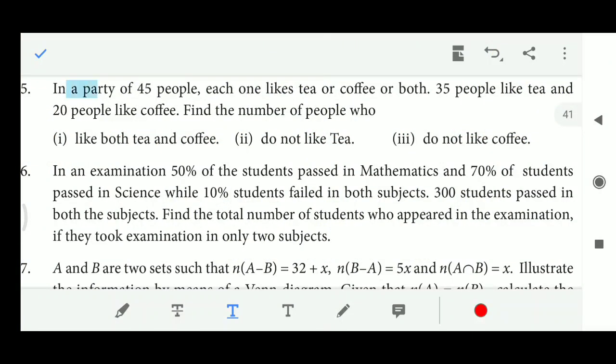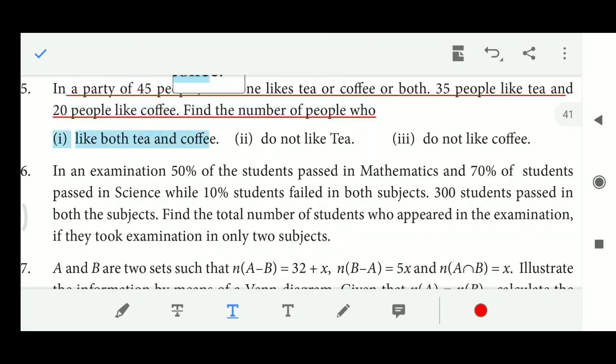Next, we are going to do the fifth sum. In a party of 45 people, each one likes tea or coffee or both. 35 people like tea and 20 people like coffee. Find the number of people who like both tea and coffee. Then second one, do not like tea, and third one, do not like coffee.